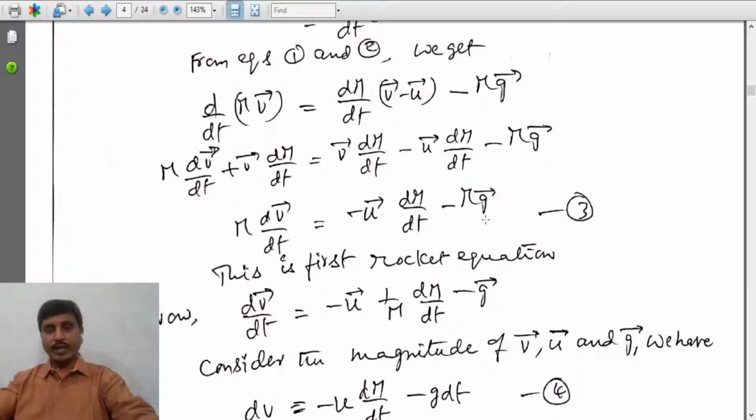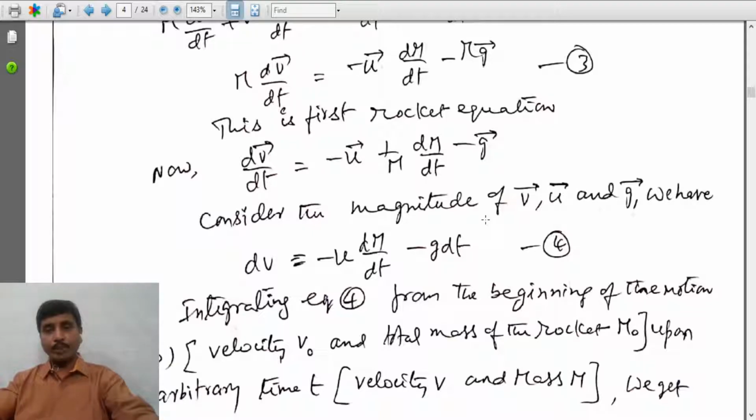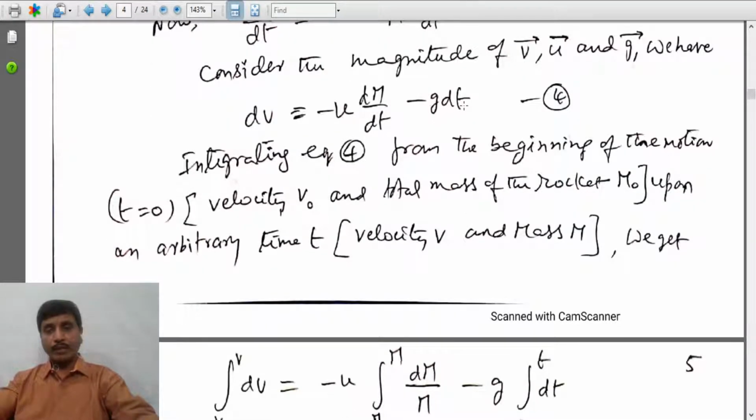This is first rocket equation. Now dv bar by dt is equal to minus u bar into 1 by m into dm by dt minus g bar. Considering the magnitude of v bar, u bar and g bar, we have dv is equal to minus u into dm by m minus g dt. That is equation 4. Integrating equation 4 from the beginning of the motion, that is at time t is equal to 0, where the velocity is v0 and the total mass of the rocket is m0, upon an arbitrary time t where the velocity is v and mass m.